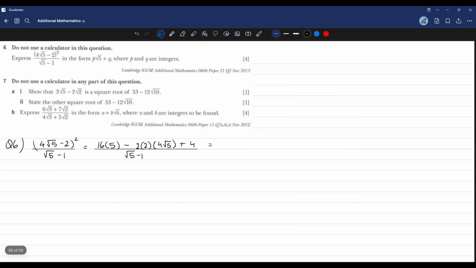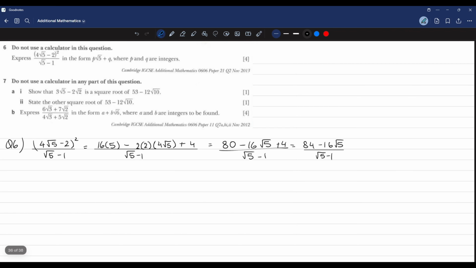16 multiplied by 5 is, okay, you do not have to use a calculator, but still I'm your teacher, so I'm going to use my calculator. It's basic multiplication. So basically 16 multiplied by 5 is 80, minus 4 multiplied by 4 is 16 under root 5, plus 4, divided by under root 5 minus 1. So we have got 80 plus 4 is 84, minus 16 under root 5, divided by 5 minus 1. Now I'm going to simplify this.